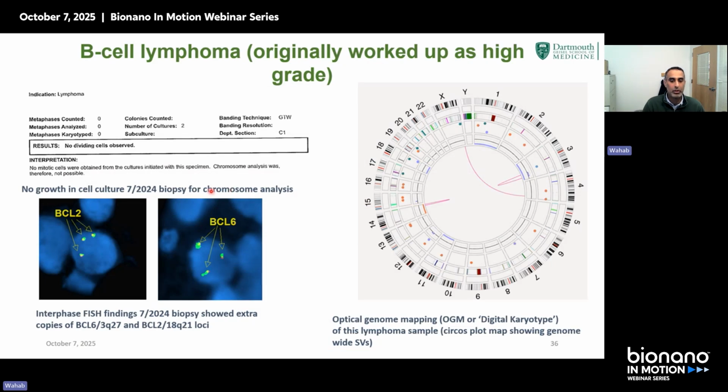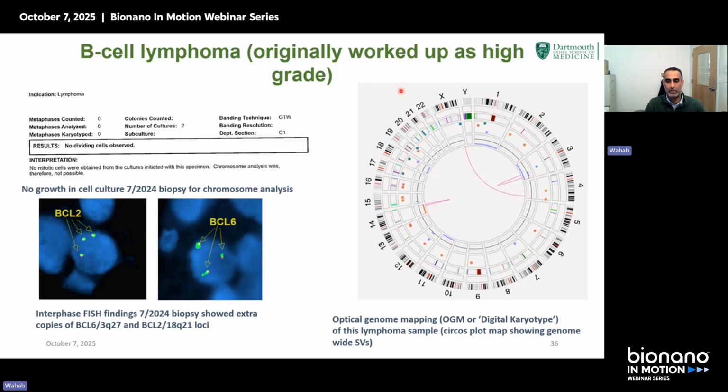So here's another example of a B-cell lymphoma that was really worked up as high grade. Again, we weren't able to achieve dividing cells in culture, but we did have some FISH data for this, where using a break apart probe, we saw additional signals in loci that were targeting BCL2 and BCL6 on chromosome 18 and 3 respectively, and that tracked with the gains of the entire chromosome seen on OGM. So this doesn't really give you that full copy number or the aneuploidy event because it's localized, targeted, whereas you can get that through this.